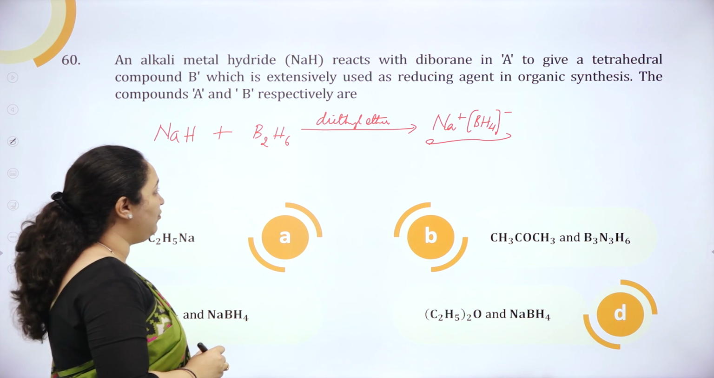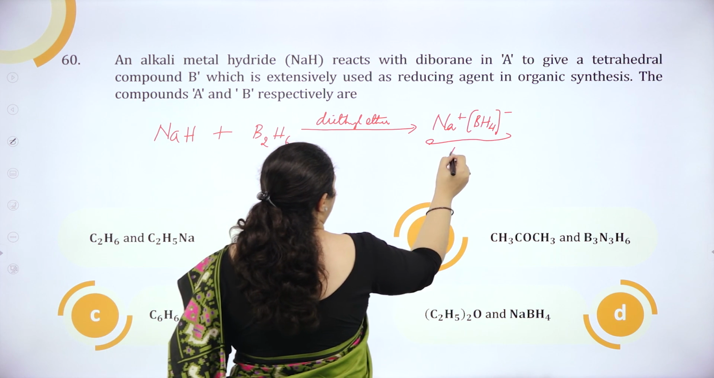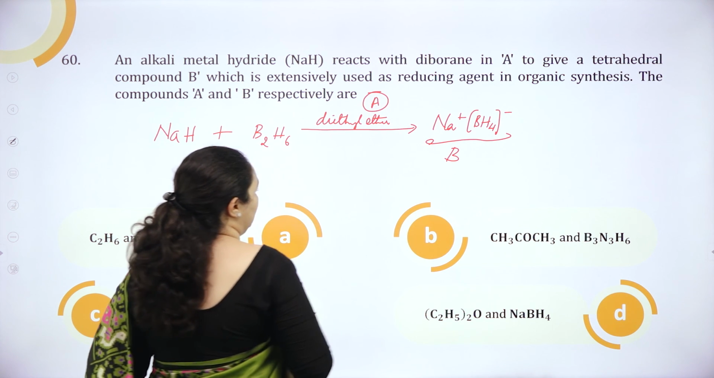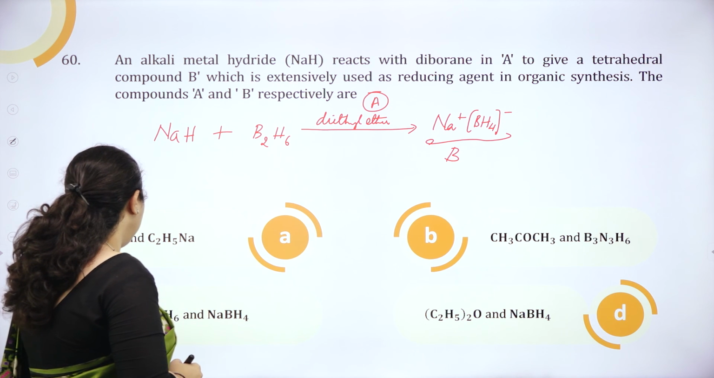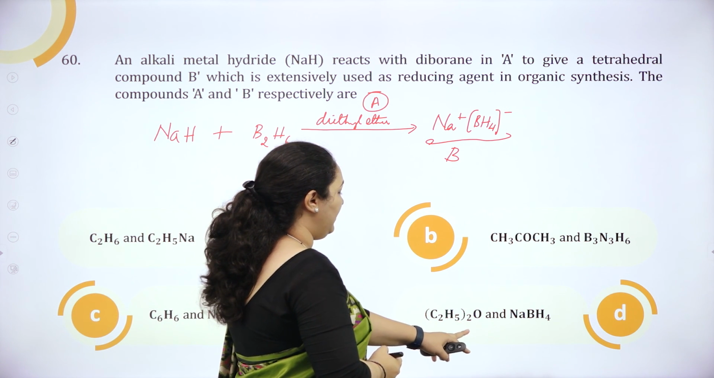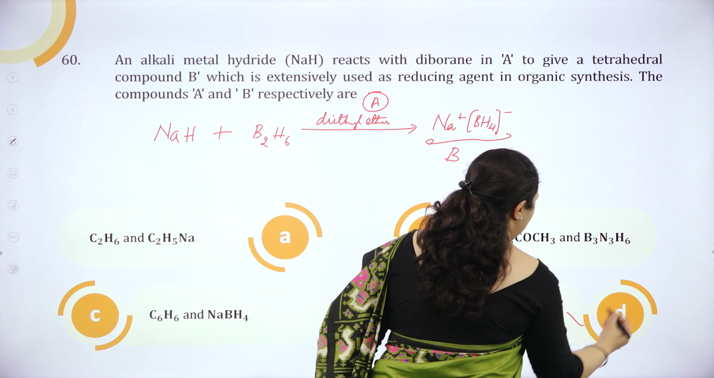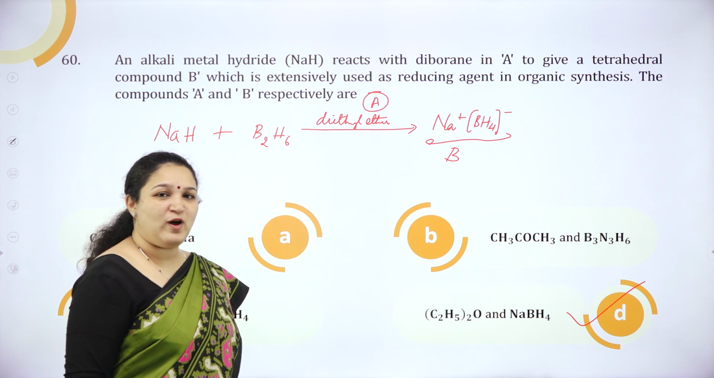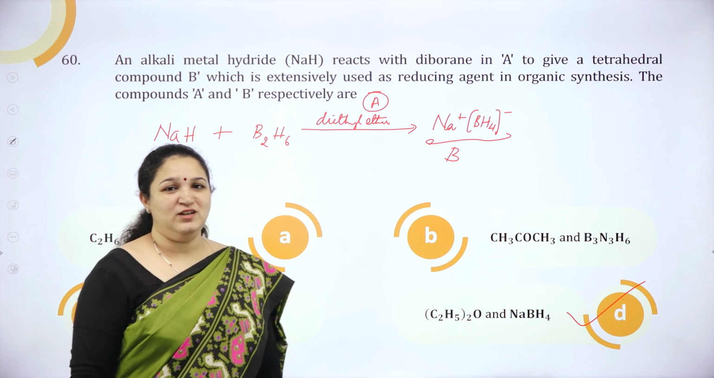NaBH4 is the compound formed. So this is B and this reacts in the presence of A, that is diethyl ether. We have to see which is the correct option. So we have NaBH4, diethyl ether is (C2H5)2O. So option D is the correct answer. So I hope you have understood this particular question.